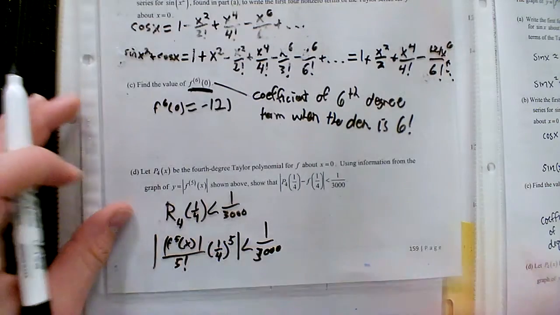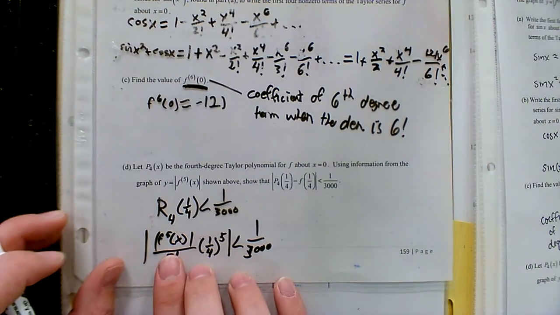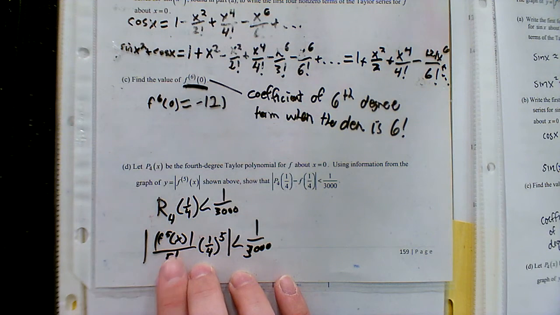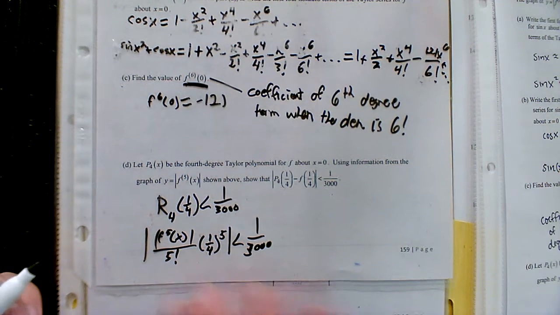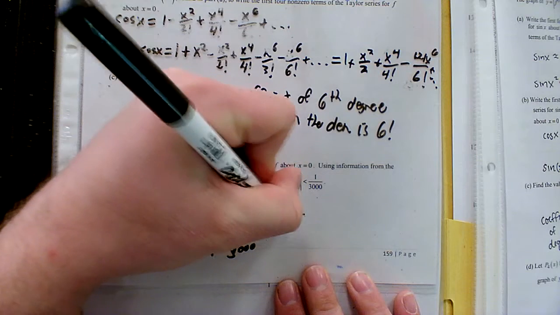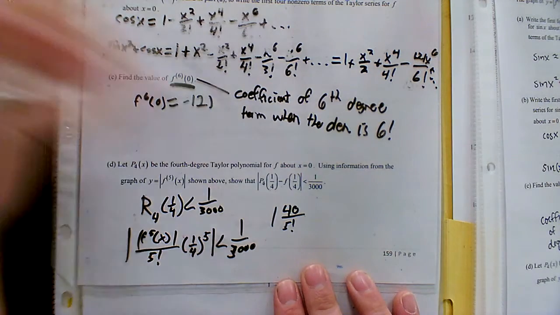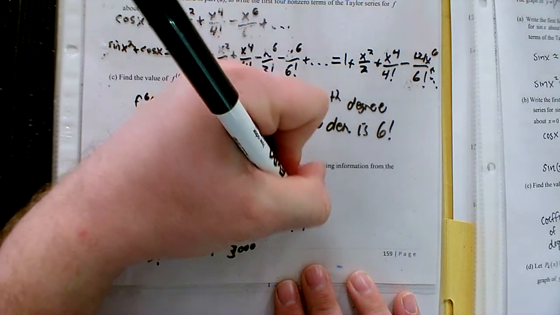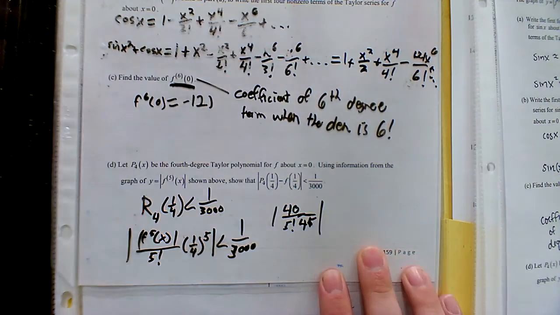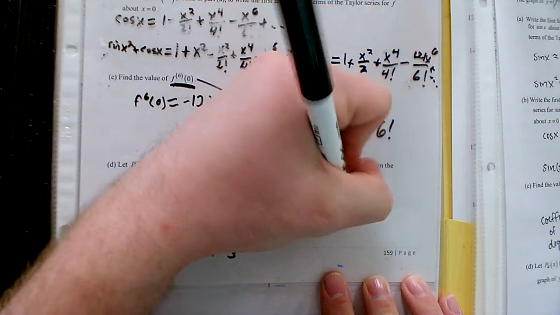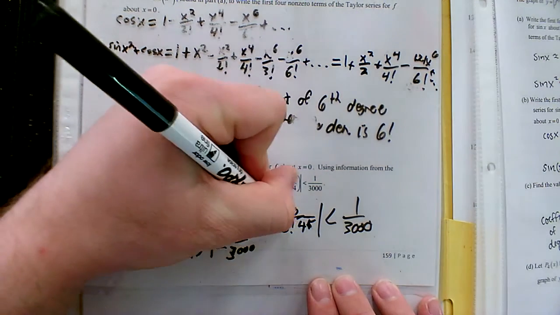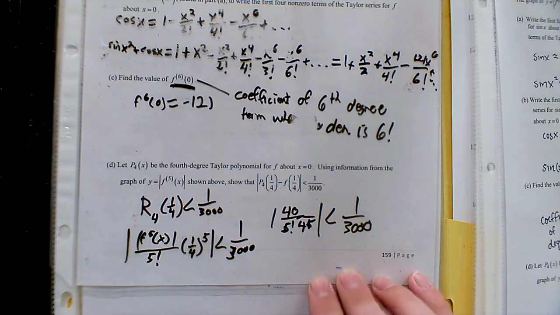Okay, so actually here then, for the fifth derivative, the maximum it can be, we're going to use that 40, because we know it's guaranteed it has to be less than that on that interval. So we're going to have the absolute value of 40 over 5 factorial over 4 to the 5th. And that has to be less than 3,000. So go ahead and calculate that. 40 over 5 factorial and 4 to the 5th.